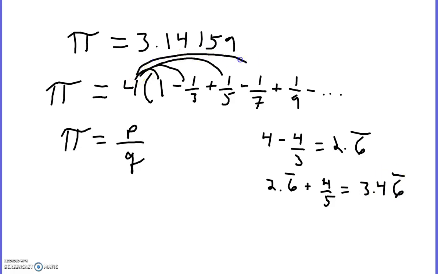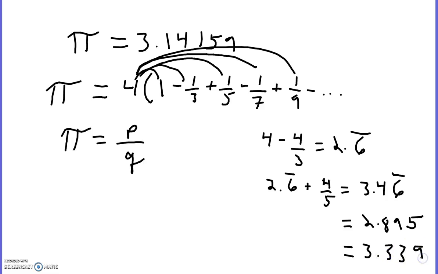And then I'm going to subtract 4/7, and let's see what I get. Okay, we bounce back over. I'm going to be lazy here. I'm just going to write this out. 2.895, and so on and so forth. Now my calculator is doing an approximation there. And then I'm going to add on to that 4/9. And let's see what we get. 3.339, getting closer to pi.